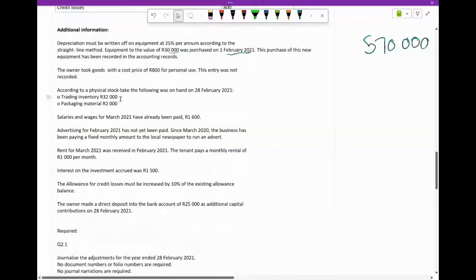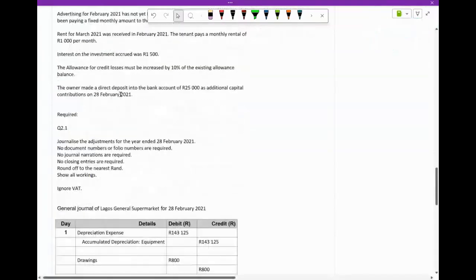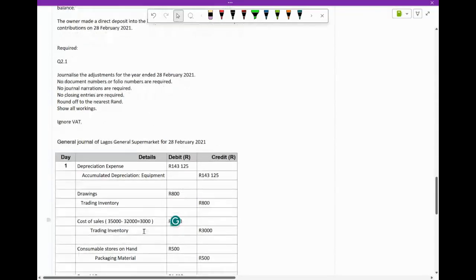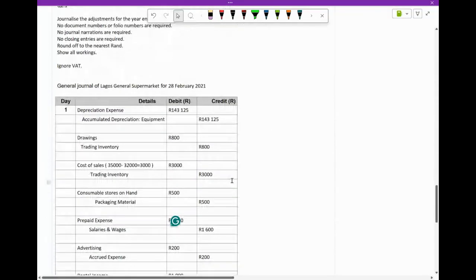Next one, the owner took goods with a cost price of 800 for personal use. The entry was not recorded. Okay, so this is very simple. Remember again, they said ignore VAT. So obviously this is drawings that's going to be affected. We're going to debit it, and then trading inventory is going to be credited because it's decreasing. Right, and they said no narration, so we're happy with that.